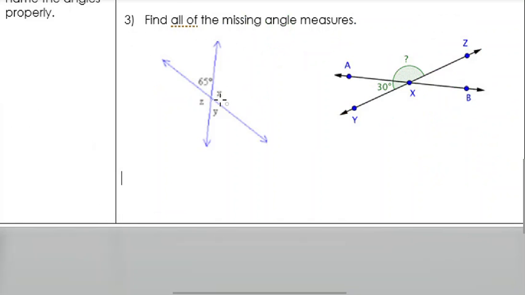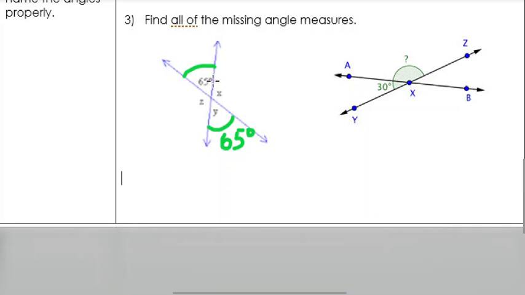Alright, let's try these next two examples. These next two examples, I see that makes an X. So that means I have some vertical angles. So I know that vertical angles are across from each other. So this angle here that's 65 degrees and this angle Y are vertical from each other. They're across from each other. Any angles that are across from each other have the same measure. So if this is 65 degrees, Y has got to be 65 degrees.